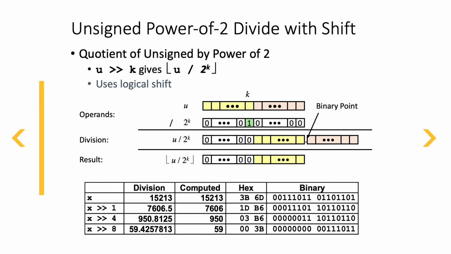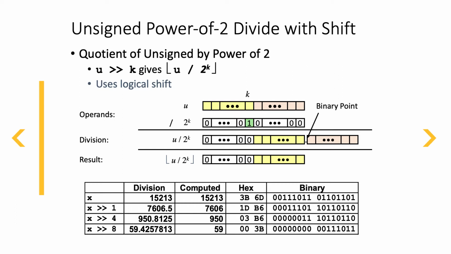Now, we can do the same thing just in the other direction to divide with shift by a power of 2. Right? So we want to get the quotient of an unsigned number by a power of 2. We're going to divide by some power of 2.